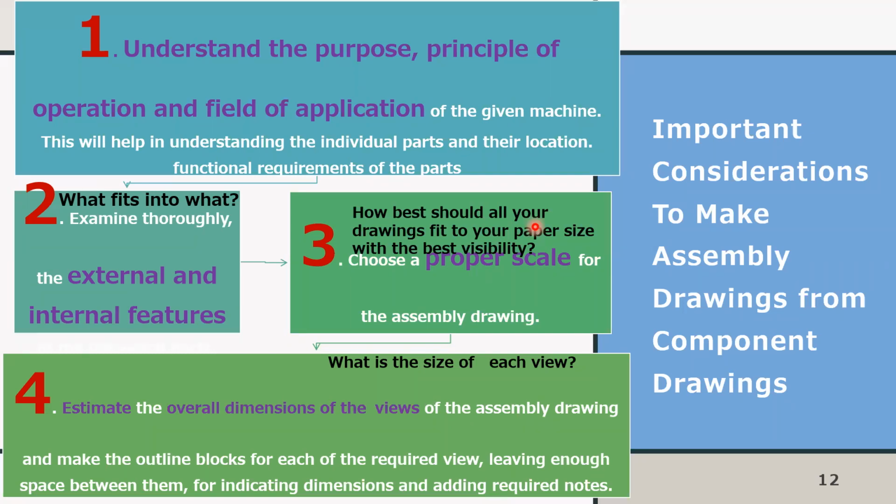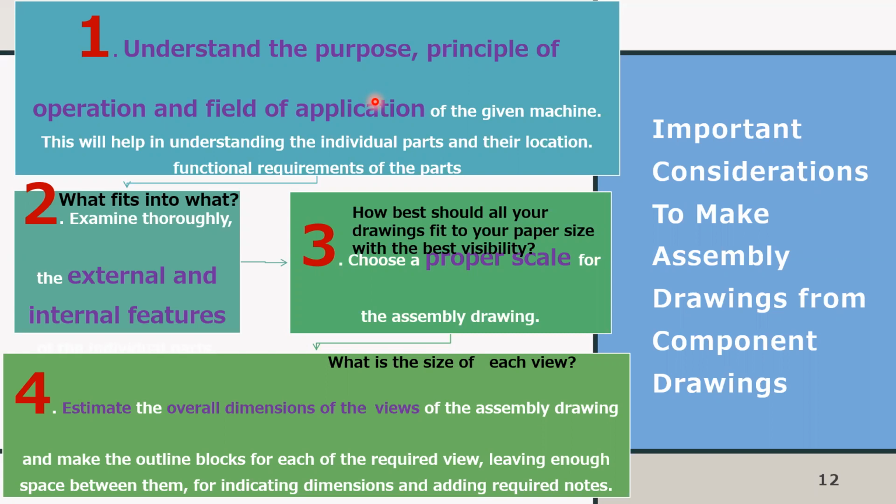Okay, so first of all, when you want to work with an assembly drawing, what are some considerations you should make? Considerations, very important. You have to first understand the purpose or the principle of operation of whatever you are dealing with: purpose, principle of operation, and the field of application. So what's the machine supposed to do? And then how does it work? And then where is it going to be used? Okay, right.